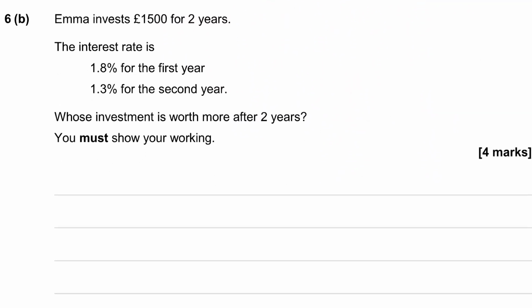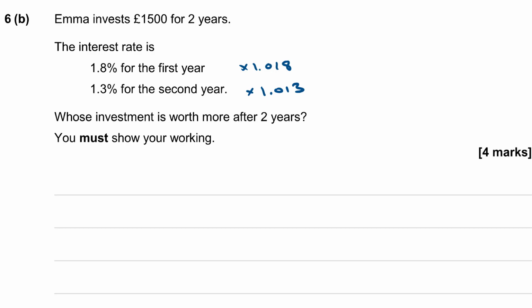For part B, Emma invests £1,500 for 2 years. The interest rate is 1.8% for the first year and 1.3% for the second year. Whose investment is worth more after 2 years? You must show your working. Okay, so 1.8 is going to be a multiplier of 1.018, similar to what we were doing a moment ago. And this one is going to be 1.013.